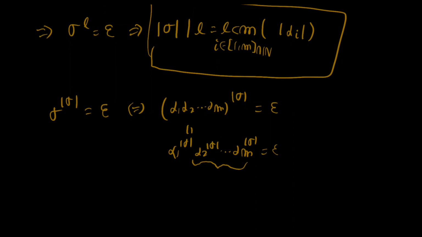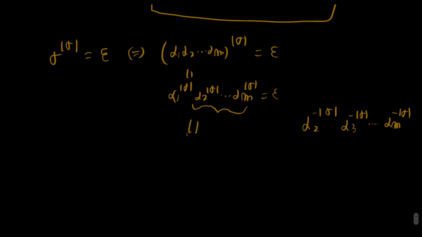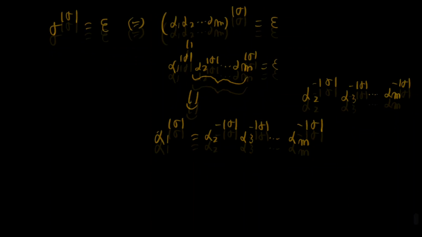Now, bringing every cycle from alpha 2 onwards to the right by multiplying everything by alpha 2 to the minus order of sigma, alpha 3 to the minus order of sigma, up to alpha m to the minus order of sigma, will yield alpha 1 to the order of sigma is equal to alpha 2 to the minus order of sigma, alpha 3 to the minus order of sigma, up to alpha m to the minus order of sigma.